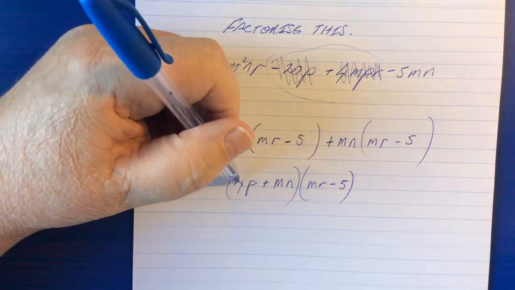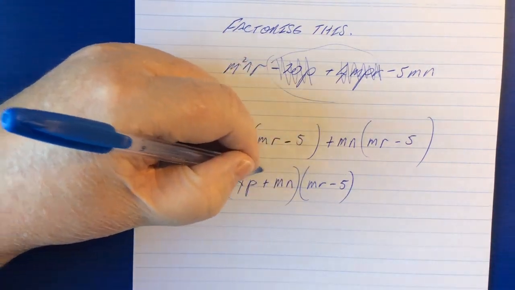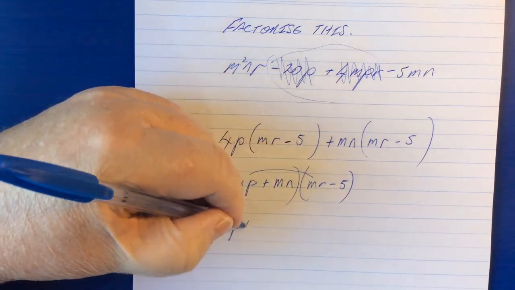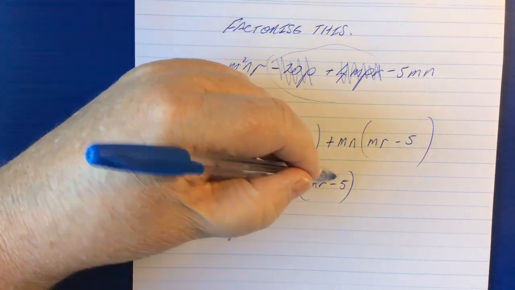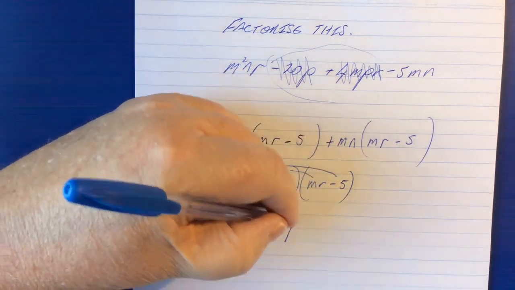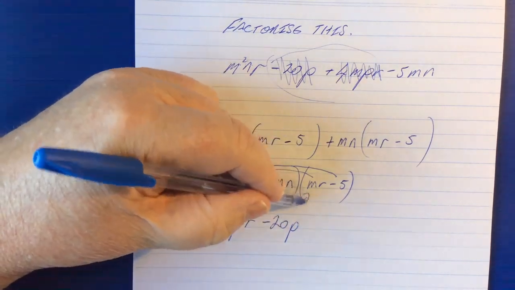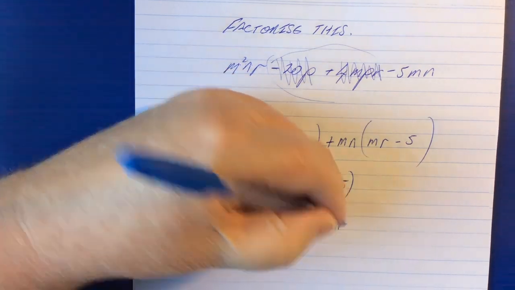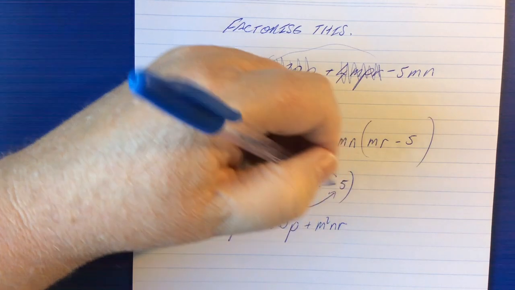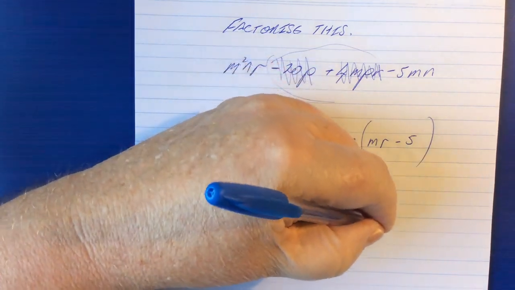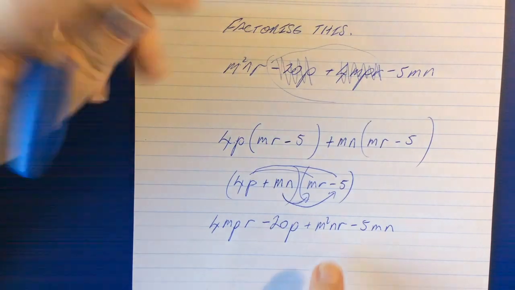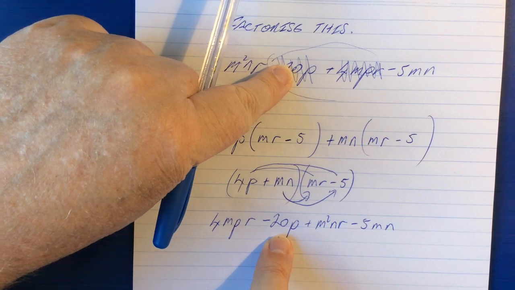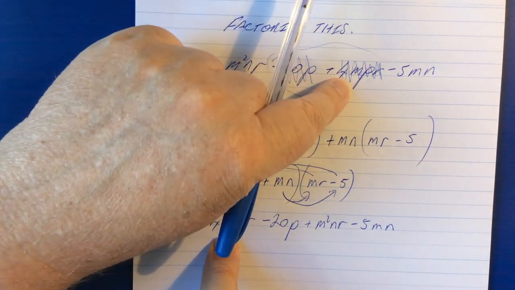So let's do that. We'll multiply this by this, and we will get 4mpr. Let's multiply this by this, minus 20p. Let's multiply this by this, plus m squared nr, and multiply this by this, and we will get minus 5mn. Now it's not quite in the same order, but that is there, that is there, that hopefully you can see underneath my scribbles, and that is there.